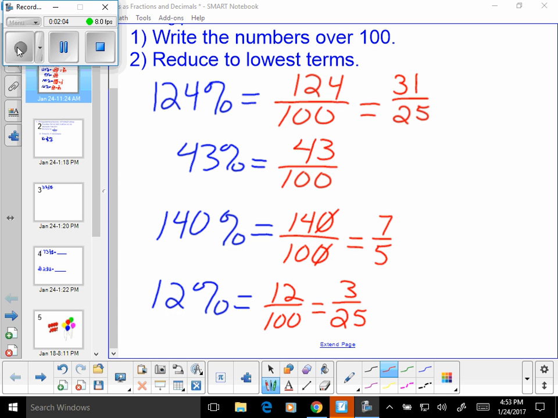You'll notice that in 140 over 100, I divide both by 10 right away and just cancel the zeros. It's much easier for me to handle 14 over 10 than it is for me to handle 140 over 100, to get to 7 over 5. And 12% as 3 over 25.